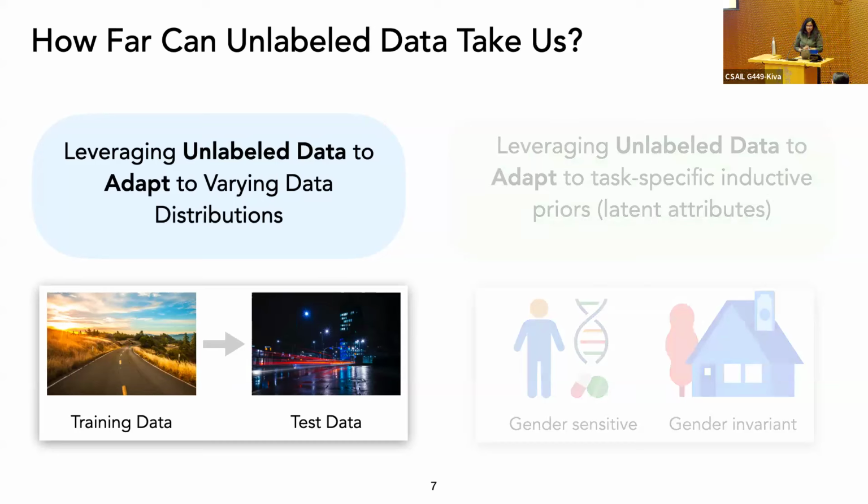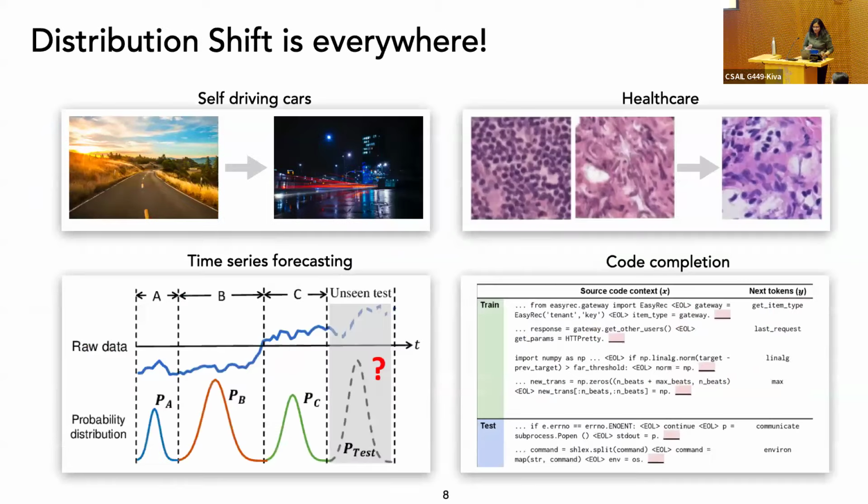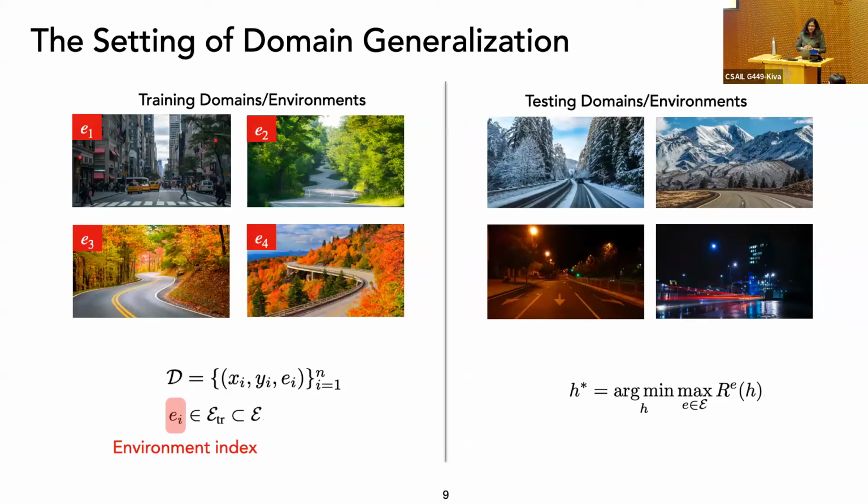So let's begin with the first half, which is about using this unlabeled data to adapt your model to varying data distributions. Distribution shift is everywhere, be it self-driving cars, healthcare, code completion, and so on. Typically, it's rarely the case that the data you train on matches the distribution you test your model on. And I'll be using this example of self-driving cars throughout this part of the presentation. In this particular figure, for example, you train your autonomous vehicle on roads which have sunny backgrounds or grassy backgrounds, but at test time your weather condition completely changes and you want to deploy your model on rainy backgrounds. And the harsh truth is that machine learning models exhibit a huge decrease in performance when tested on such out-of-distribution scenarios. To study this robustness of machine learning models, we will particularly focus on the setting of domain generalization.